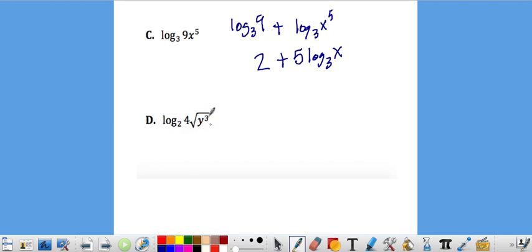And then last one for this video, log base 2 of 4 times the square root of y cubed. We have a lot of things going on here. We'll break it down first. We're multiplying, so we'll just go log base 2 of 4 plus log base 2 of, now I'm going to challenge you, the square root is like the 1/2 power. So this is like y cubed to the 1/2 power or y to the 3/2 power. So I'm just going to write it like that.